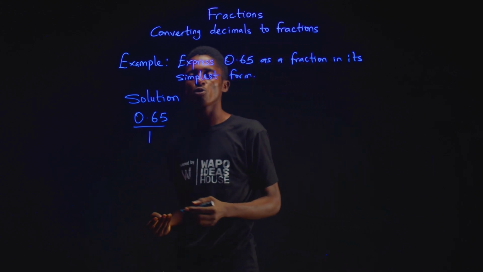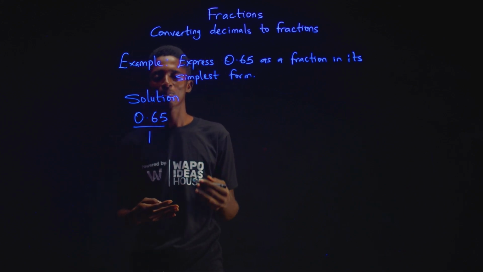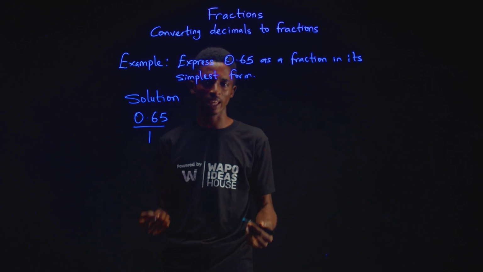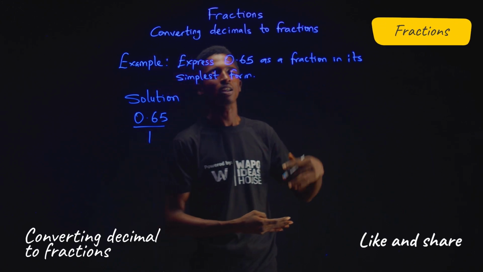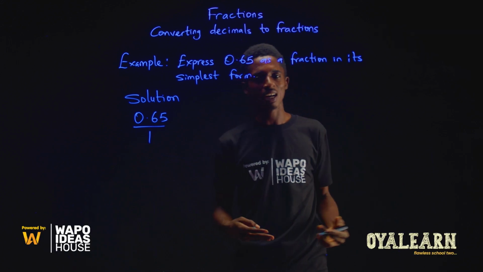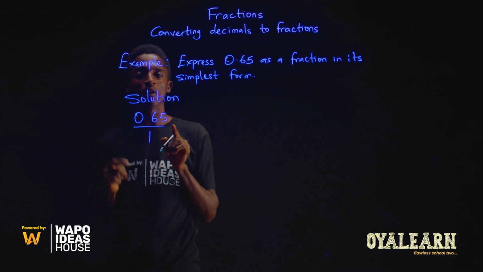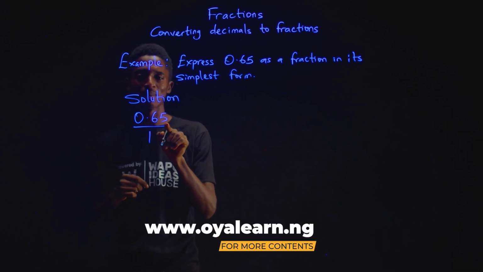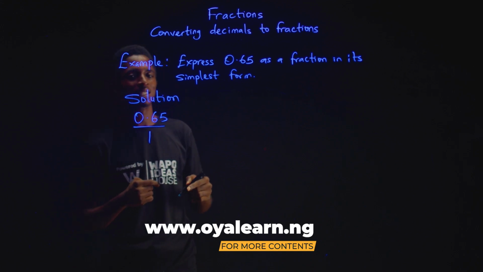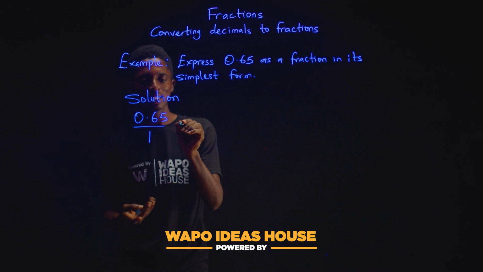Now the next thing you do is to find the equivalent of this fraction, and you do this by multiplying by powers of 10. That is 10, 100, 1000, 10,000, depending on this. You look out for the number of decimal places you have. In this case, we have 2 decimal places. That is, we work with 100. So therefore, I will multiply this by 100.